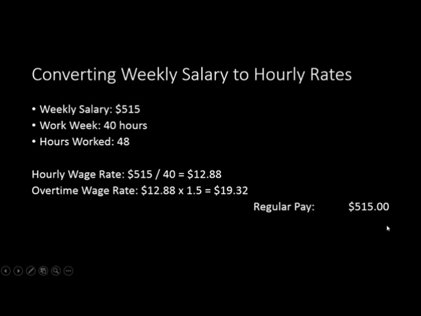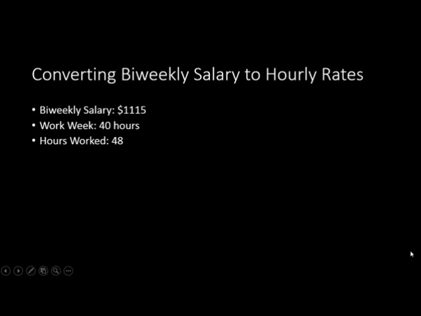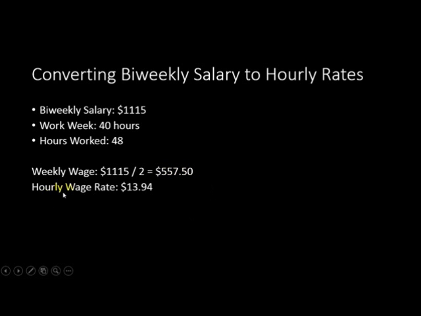Regular pay is $515. The overtime pay is $154.56, giving us a gross pay of $669.56. To convert biweekly salary to hourly rates, we will make the biweekly salary $1,115 divided by 2 gives us $557.50 for a weekly wage. Hourly wage rate is $13.94.